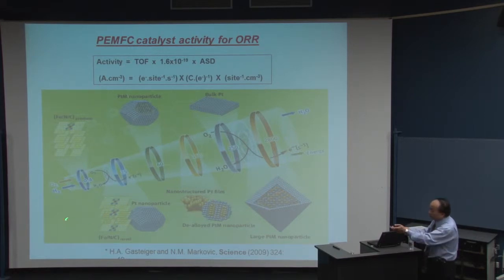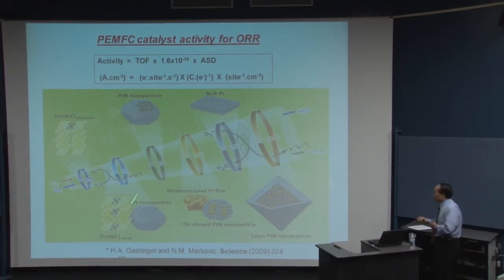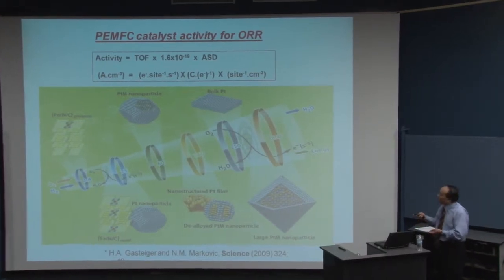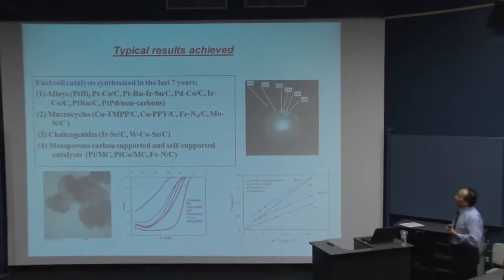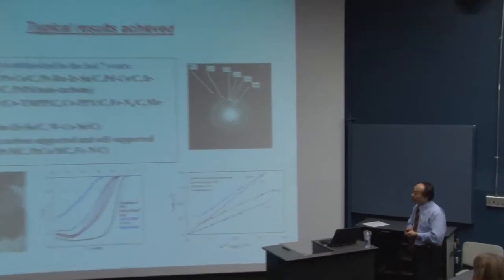For example, Professor Zheng Weiqin and Professor Dodlet, Professor Zelani, they are getting the best performance in the world for the non-noble metal catalyst. And at NRC, we have a group working on PEM fuel cell catalysis. In the last 7 years, we have synthesized a series of catalysts, for example, alloy catalyst, microcycle catalyst, chalcogenide, and mesoporous carbon support, non-noble metal catalyst.